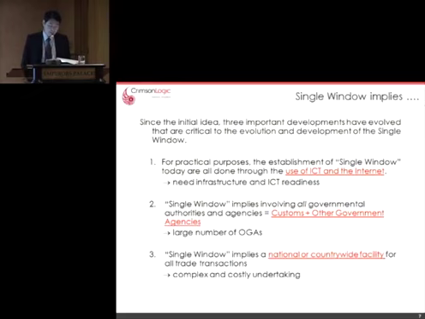And second, single window implies that all government agencies should be on board. That was what was recommended. But many countries also found out that in order to get OGAs on board, it is not easy.